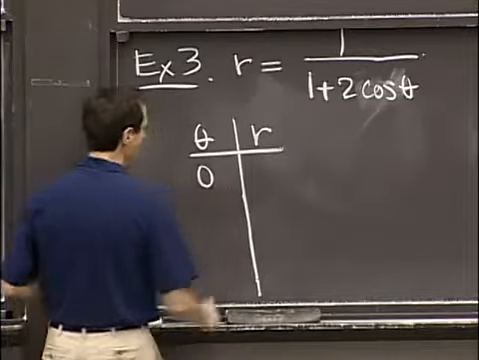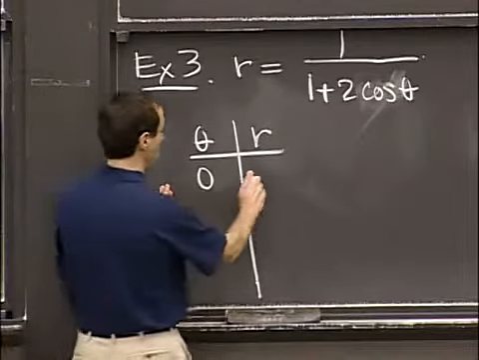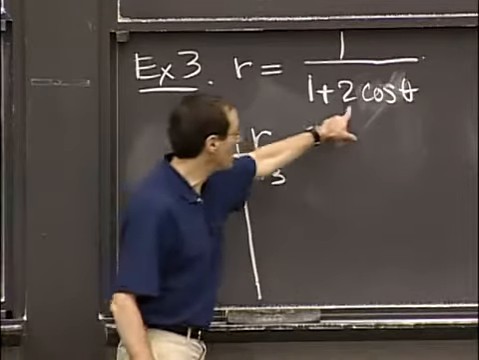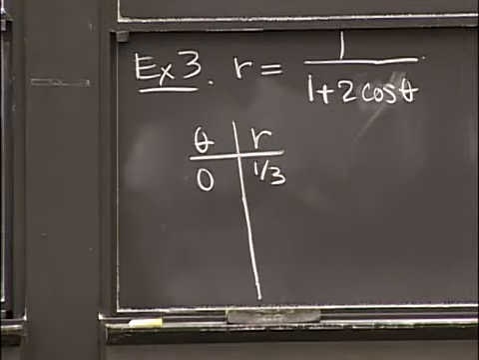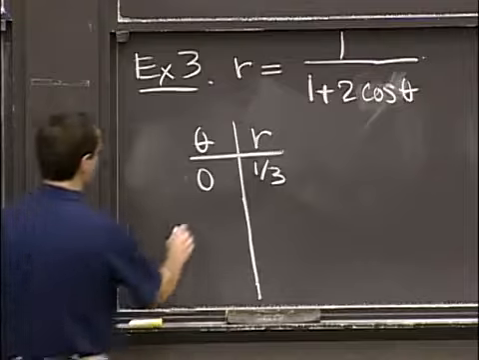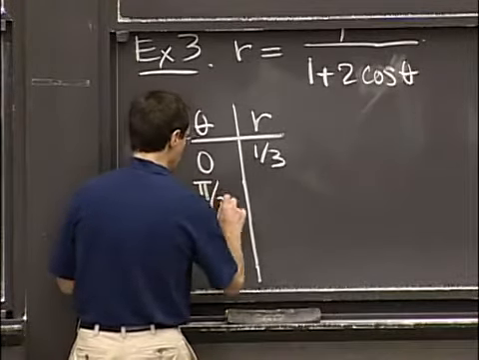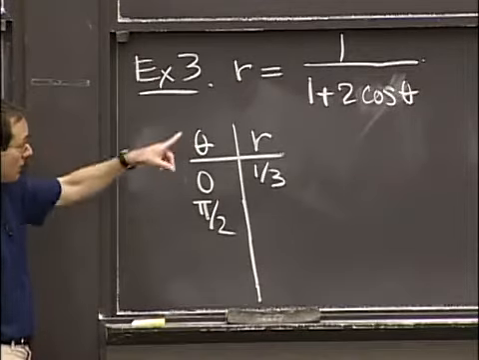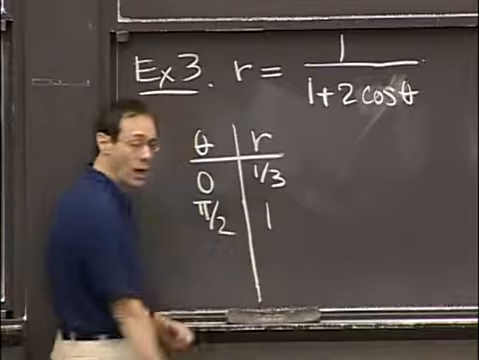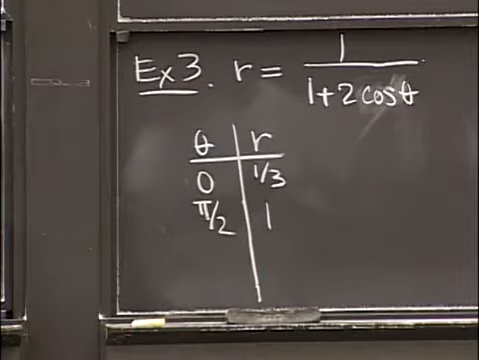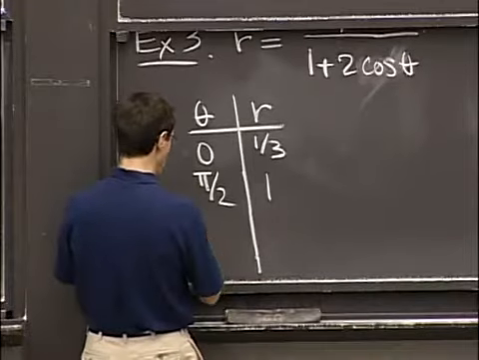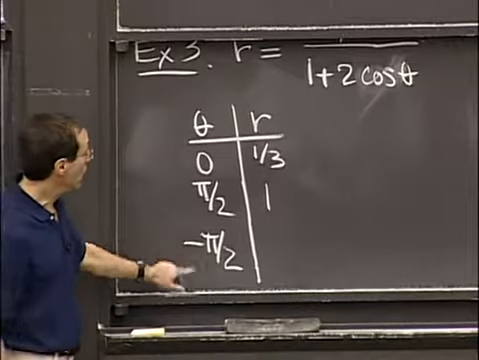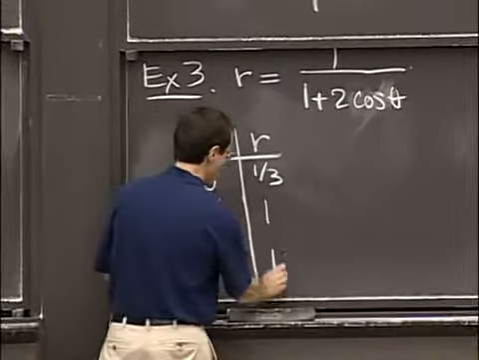When θ is equal to 0, cosine is 1, so r is a third. All right, the denominator is 1 plus 2, so it's a third. If θ, I'm going to make it easy. We're not going to do so many. I'm going to do π/2. That's an easy value of the cosine. Cosine of π/2 is 0. So that value of r is 1. And now I'm going to back up and do minus π/2. Minus π/2, again, cosine is 0, and r is 1.